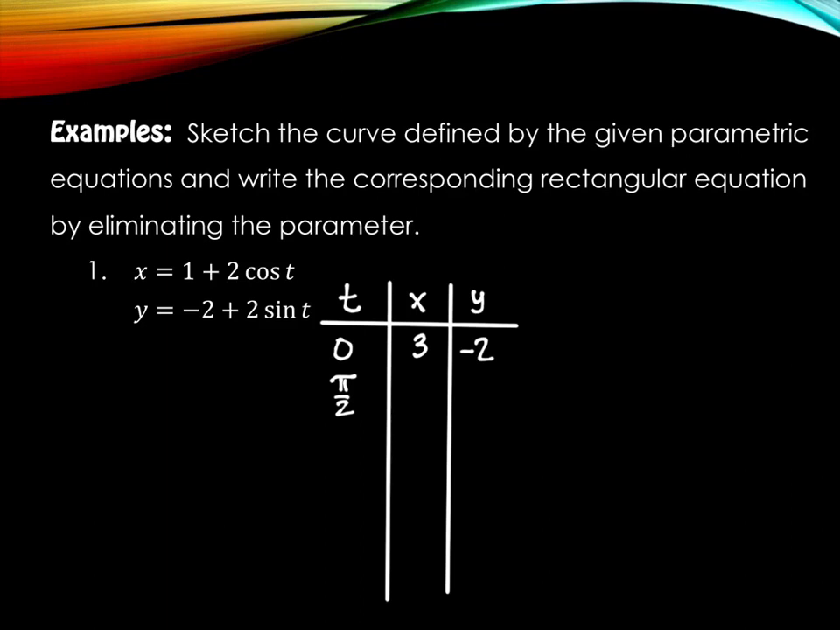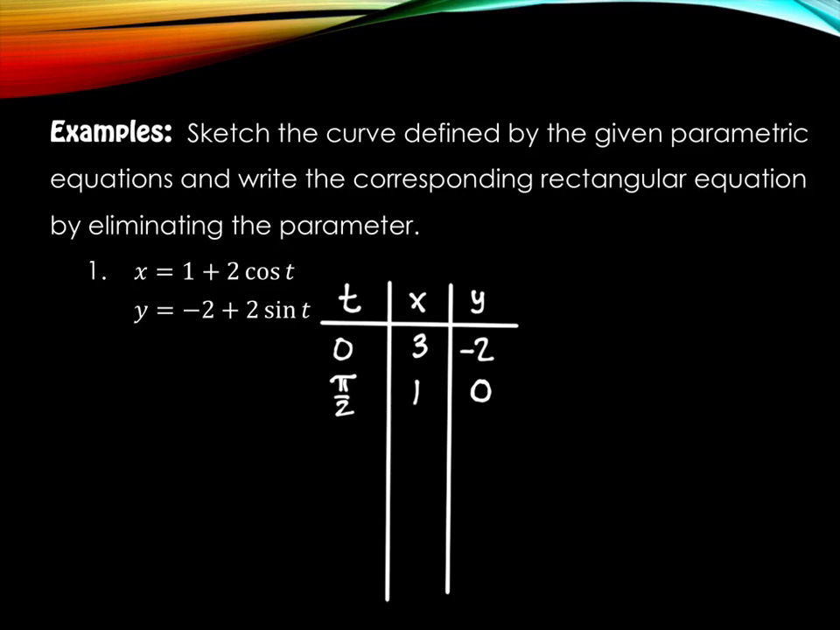Cosine t is 0. Right, the cosine t part would become 0, and then we'd have the 1 from the beginning, so we get 1. How about for y? 0. That one actually is 0 because of the subtraction feature at the beginning of the negative 2. What would be the next natural choice?